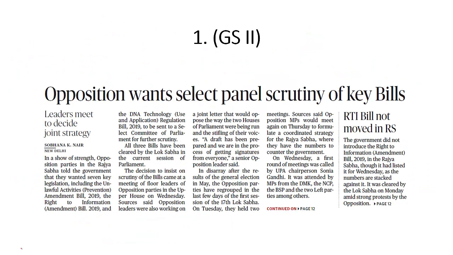Now let's look at another news article on page number 1 of the Delhi edition of The Hindu. Opposition wants select panel scrutiny of key bills or key legislations. If you read newspapers or you've watched television debates, there was a furore when MP from Bhopal, Sadhvi Pragya Singh Thakur, said that I have not been elected to clean the toilets or clean your drains. In one way, she was absolutely right.